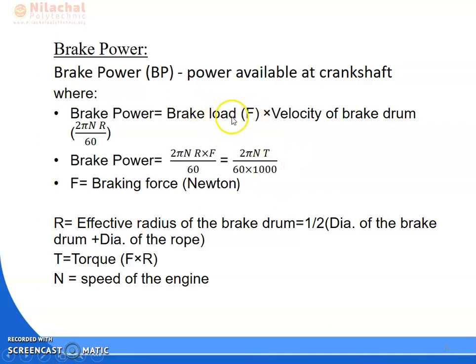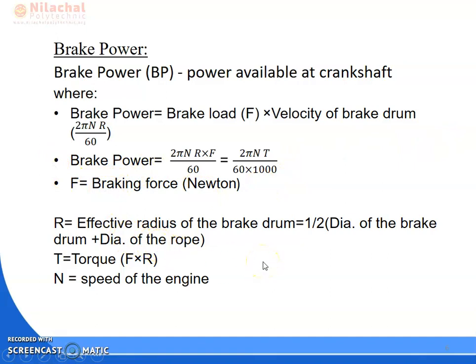Force is your brake load, F, and velocity is the velocity of the brake drum, that is 2 pi r, because it is a circular section, the circumference is 2 pi r, into how much rotation? N divided by 60. That will give us the brake power: 2 pi N into r into F by 60. What is force into distance? Force into distance is your torque. Force into radius is known as the torque. So 2 pi NT by 60 into 1000, in kilowatt, equals the brake power.